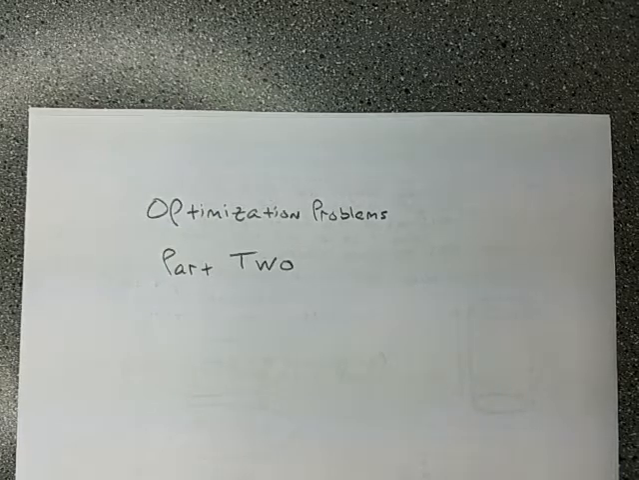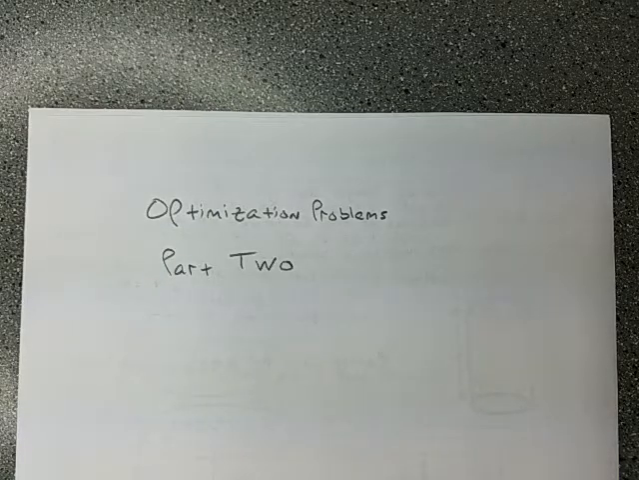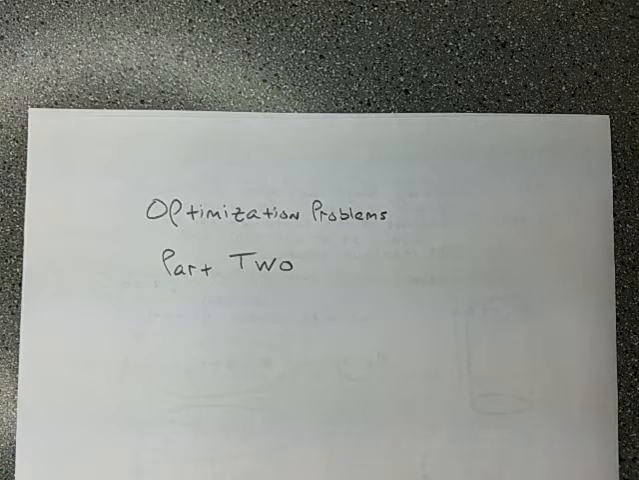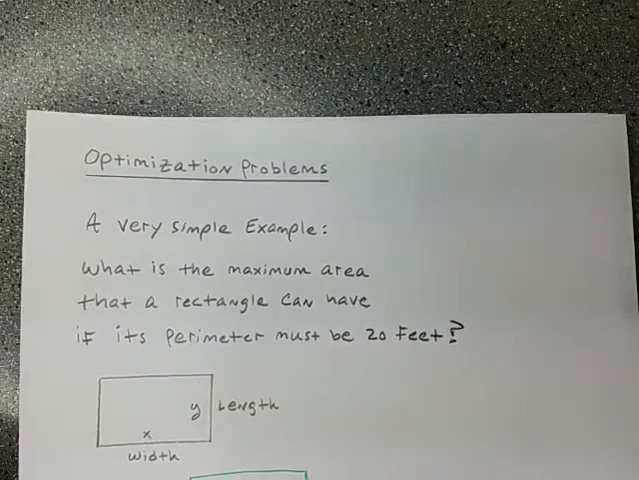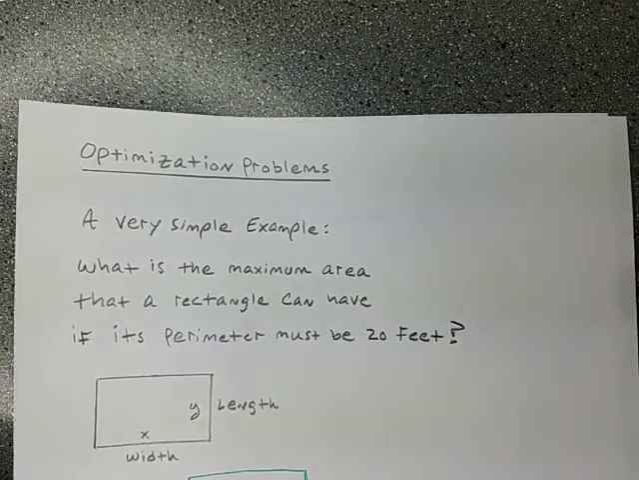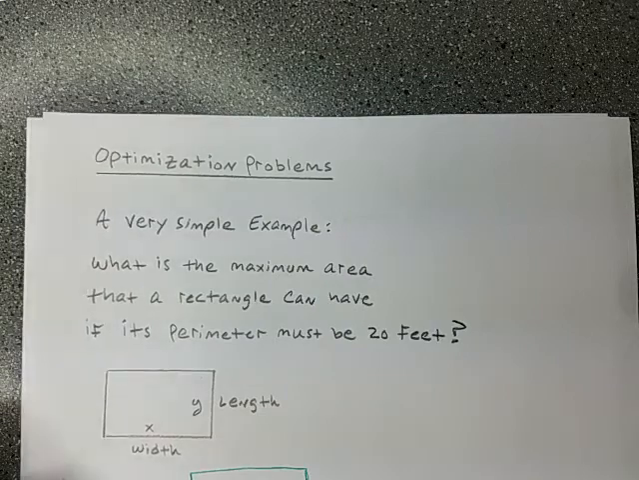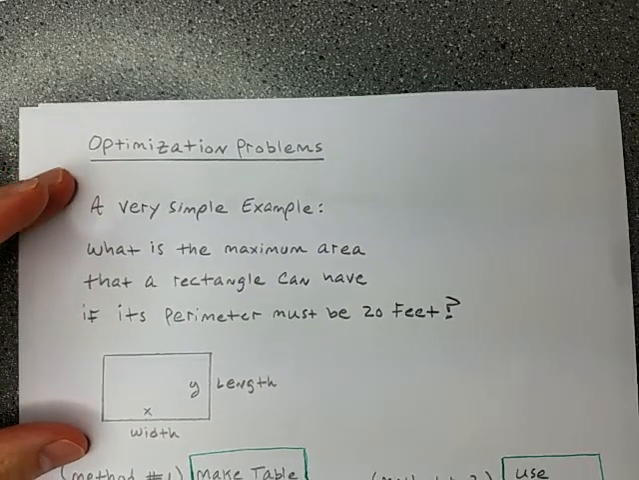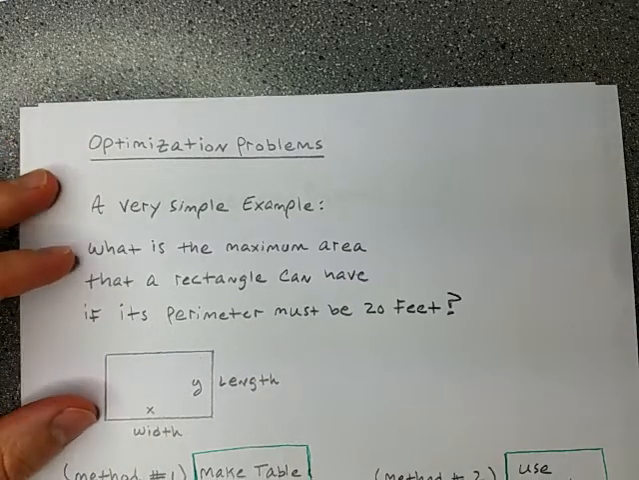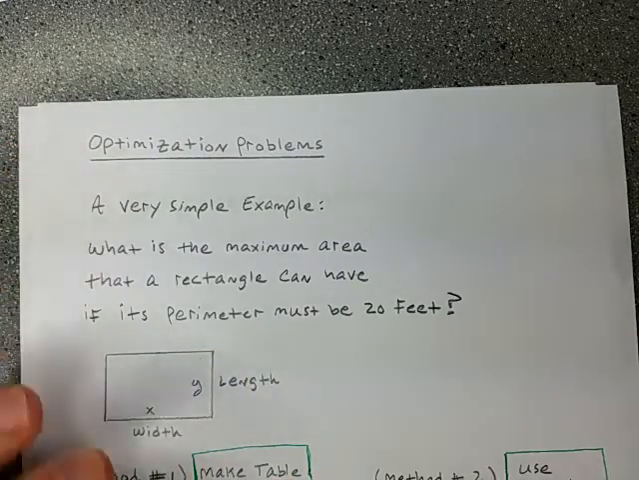It is time for optimization problems part 2. Obviously, you would have to look at part 1 of the video that I've already made and posted in order to understand anything in part 2. Here's how part 1 started off, with this simple example about how to maximize the area of a rectangle if its perimeter has to be fixed at a certain number.